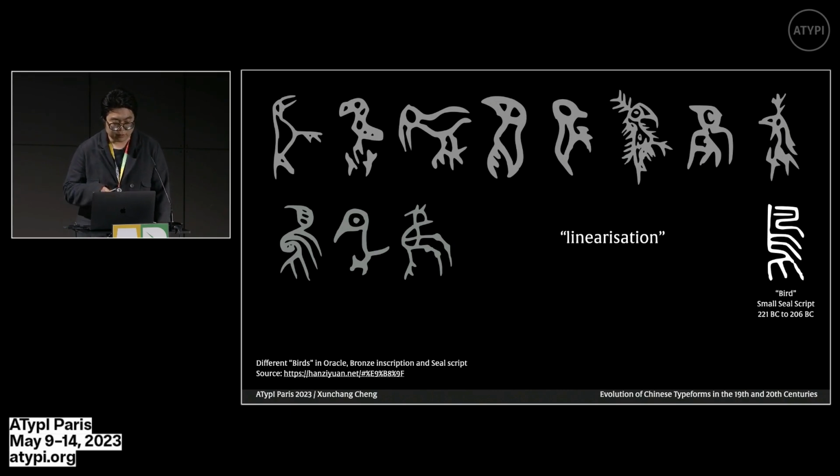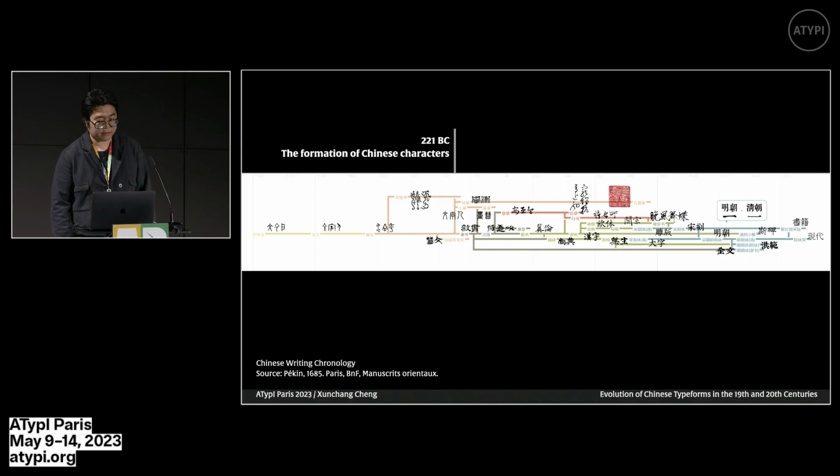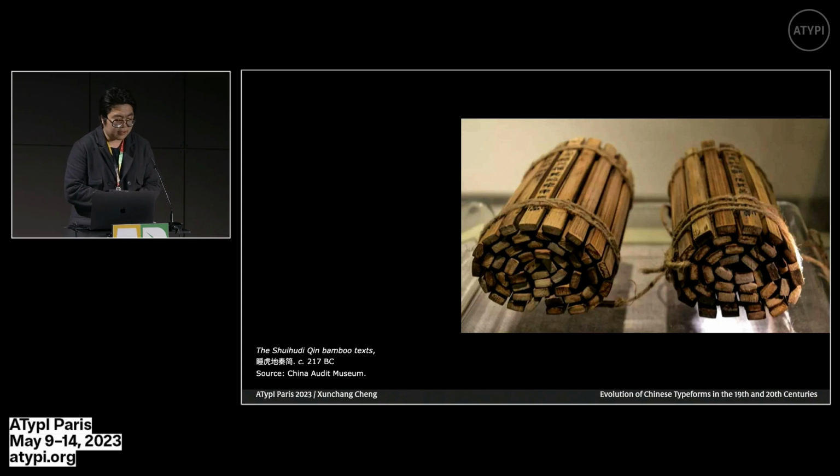206 BC, Qin Shi Huang standardized and introduced a unified script, small seal script, on the right. The unification of Chinese characters could be seen as the formation of Chinese characters. After that, the style of Chinese characters started to be determined. And I think it is really important to note that at the time of the unification, characters were written on bamboo slips. The picture is the Shuihudi Qin bamboo texts, which are early Chinese characters written on bamboo slips.